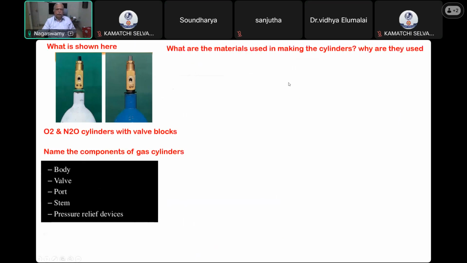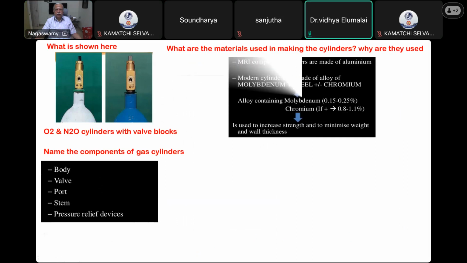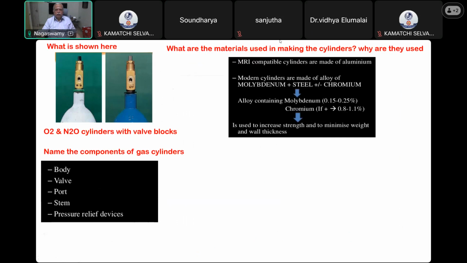What are the materials out of which the cylinders are made? And why those? Molybdenum steel. Okay, it is a combination of steel with chromium. Molybdenum is one material, plus steel with chromium may be added, but an alloy of molybdenum and chrome also may be used, and they are used to minimize the weight and wall thickness.